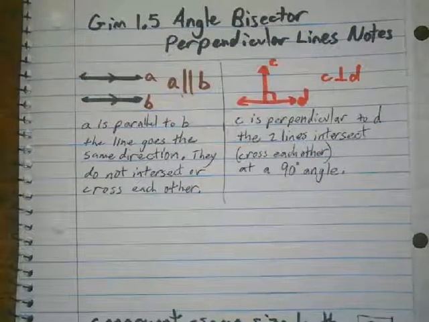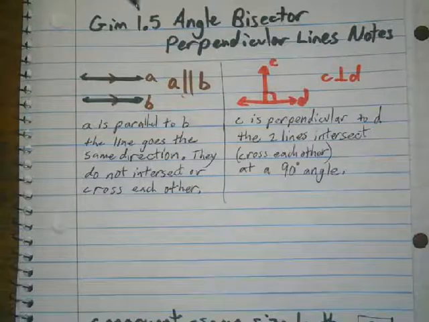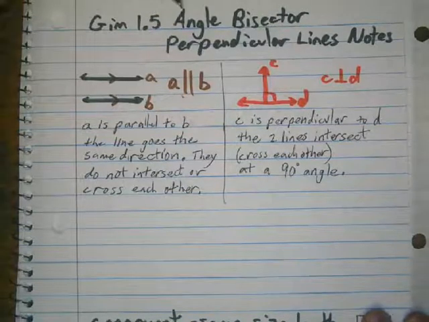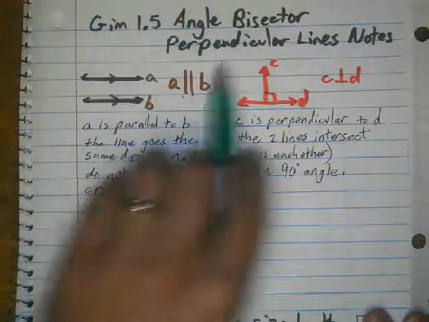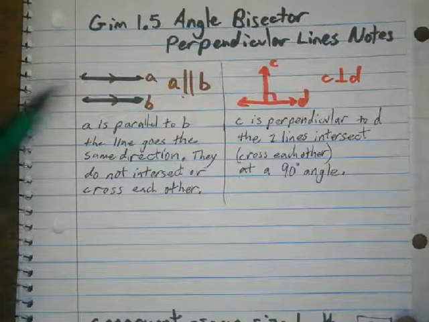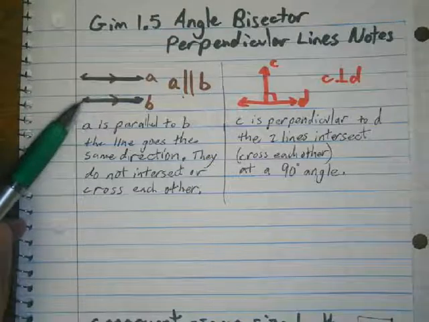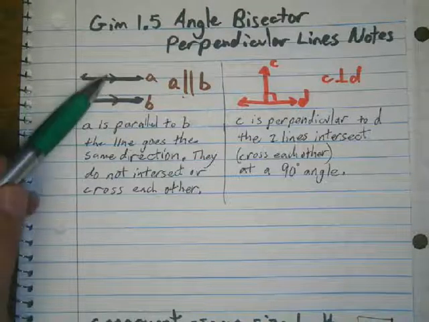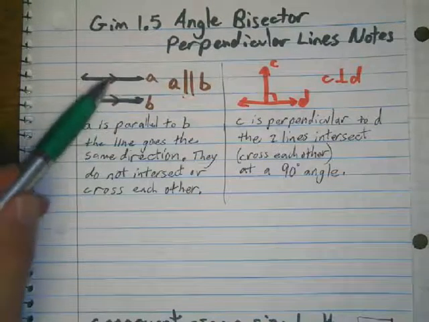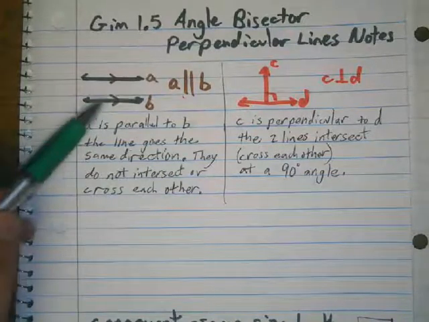Okay, we're going to do Unit 1, Lesson 5. We're going to talk about angle bisectors and perpendicular lines here. Whenever you see two lines that are drawn, that are intended to be drawn parallel, you might see these little arrows on them, and that means it was intended to be drawn parallel.